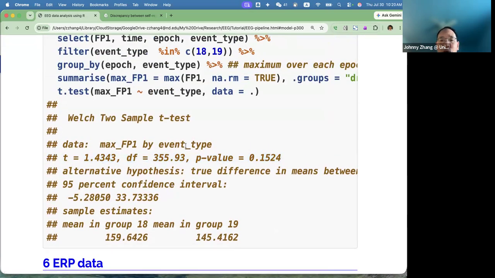In this t-test, this basically means the neural response to the two different conditions is about the same, if you use the maximum FP1 as a measure. If you use other electrodes or other channels, you may be able to find a difference. And just for this electrode or channel, we didn't see any difference. Okay.